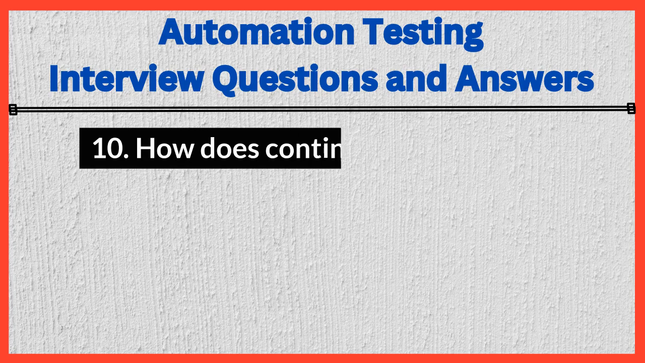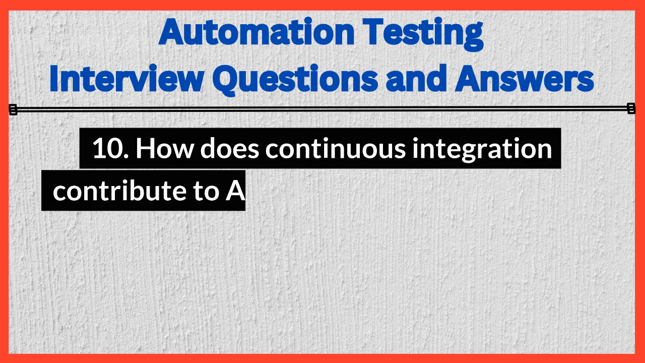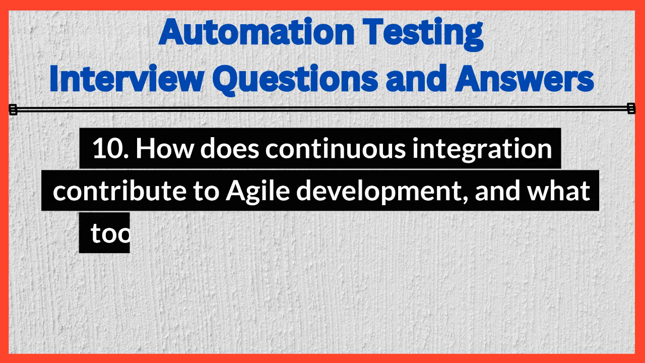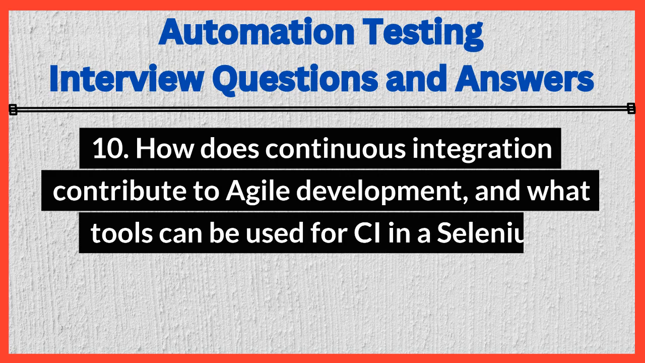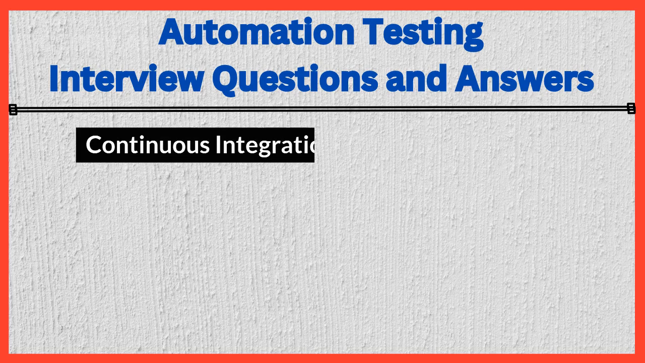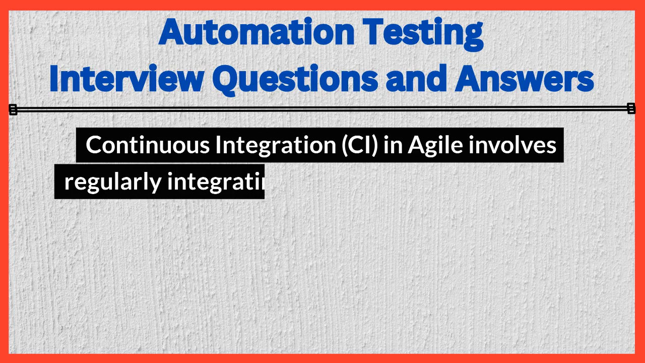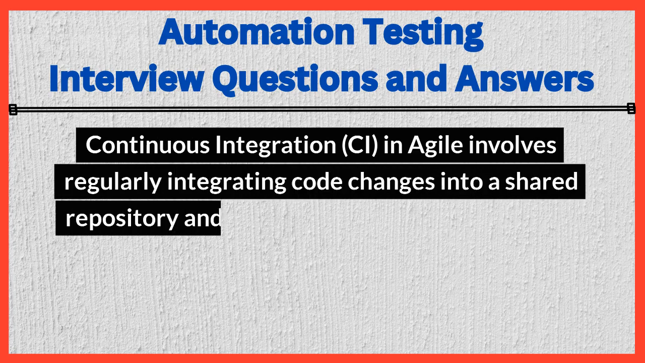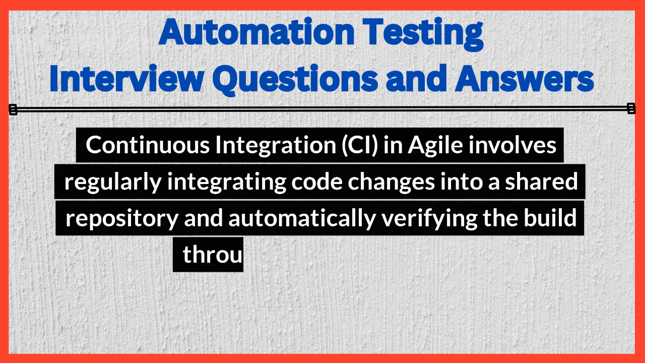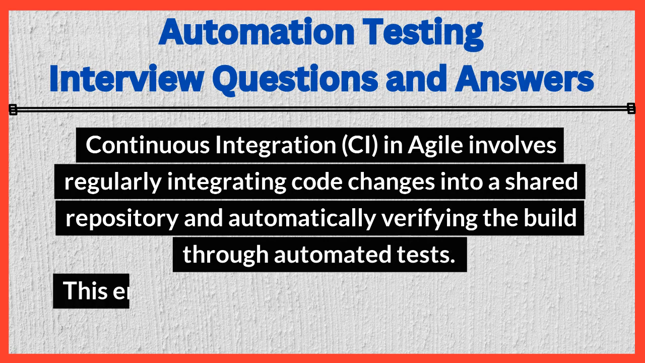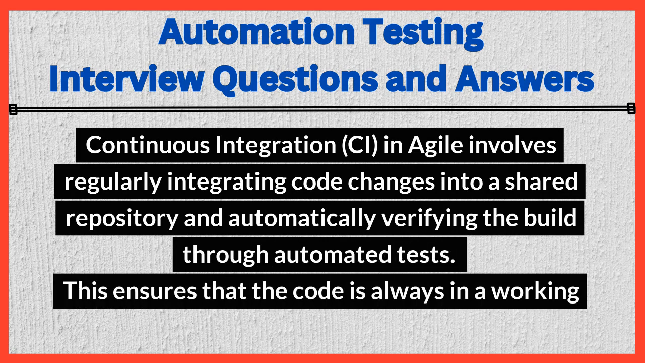10. How does continuous integration contribute to agile development, and what tools can be used for CI in a Selenium project? Continuous integration, CI, in Agile involves regularly integrating code changes into a shared repository and automatically verifying the build through automated tests. This ensures that the code is always in a working state.